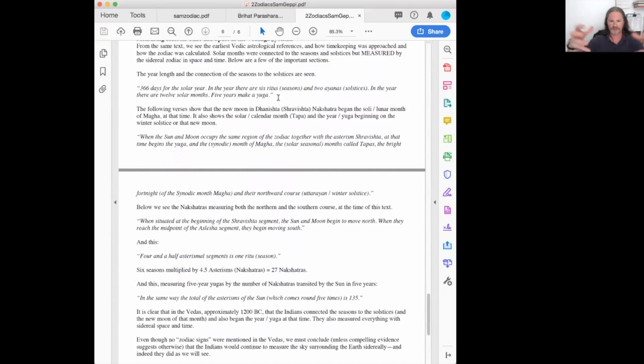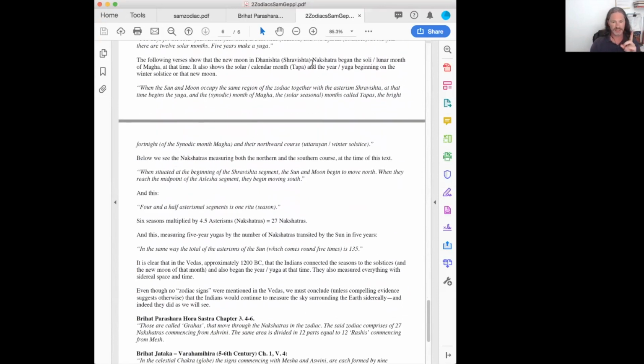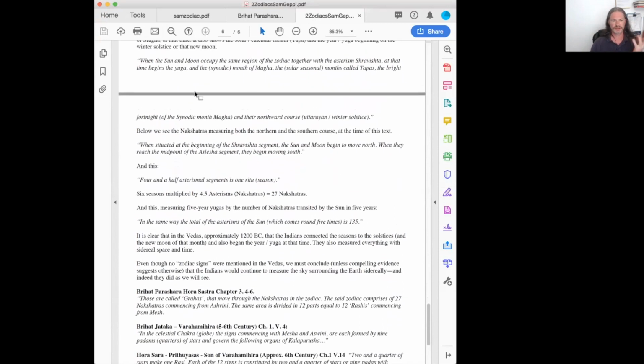Okay, so this is all tropical at this point. Solstices, ayanas, solar year, 5 years make a yuga. The following verses show the new moon in Dhanishta, or Shravishta, Nakshatra began the solar-lunar month of Magha at that time. It also shows the solar calendar month of Tapa and the year Yuga beginning on the winter solstice, or that new moon. So we see it here. When the sun and moon occupy the same region of the zodiac together with the asterism Shravishta, at that time begins the Yuga and the synodic month of Magha, right? The solar seasonal month called Tapas, the bright fortnight of the synodic month Magha, and their northern course.